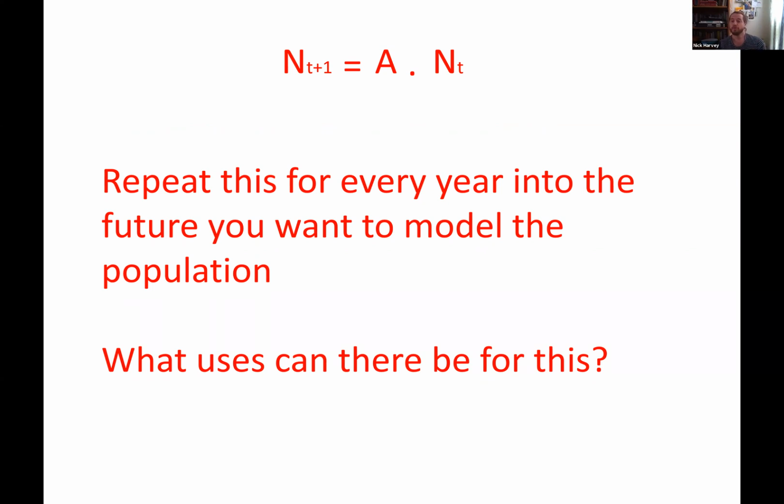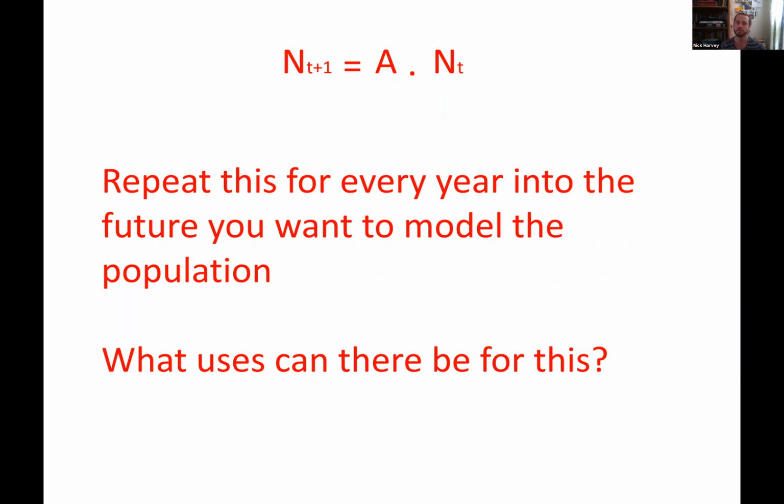This is then really useful for conservation, as I said, what uses can there be for this, because we can predict how different populations are going to grow or decline into the future. So we can compare different populations, we can identify ones that are at high risk of extinction, based on current conditions, current vital rates.